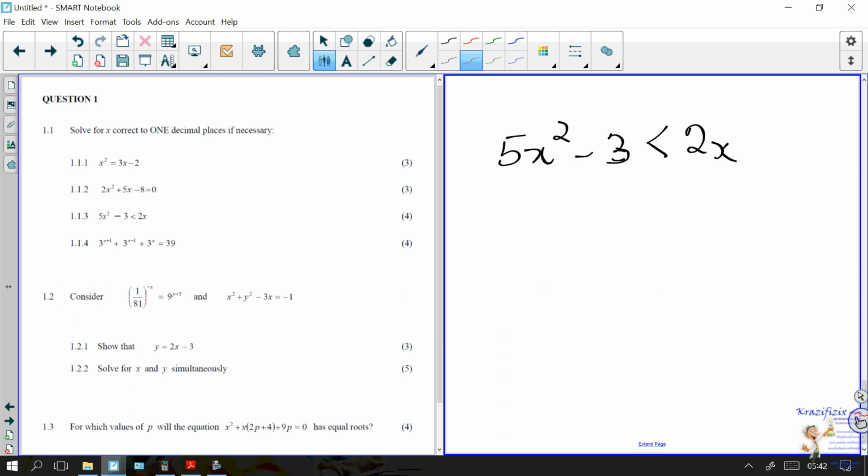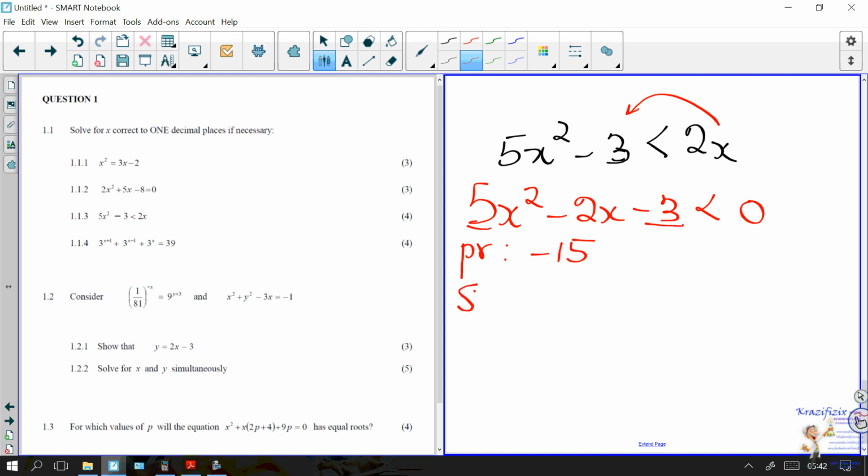What you need to do here again is to bring that over. What am I going to have? 5x squared minus 2x minus 3 less than 0. The sign does not change. Is that okay? Now, what do we do? Again, this looks quadratic. What's my product? My product here, I see that I could have a negative 15 as my product. Remember, it's 5 times that gives me negative 15. And my sum equals negative what? 2.